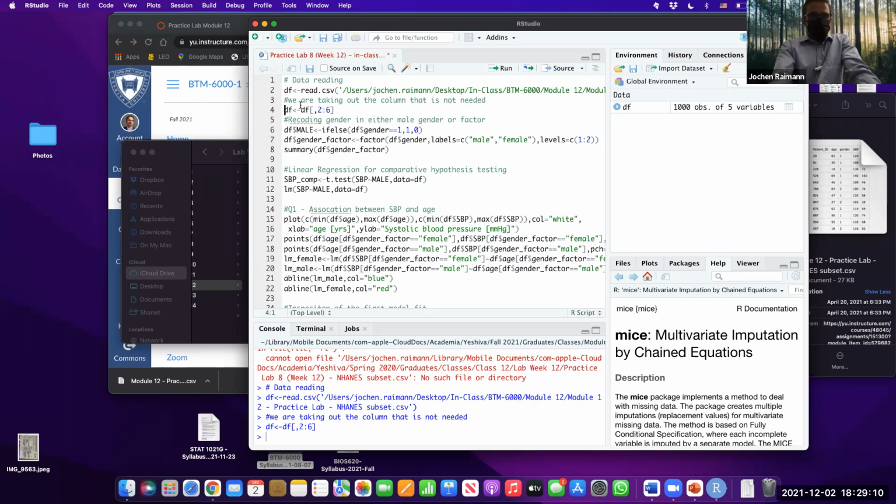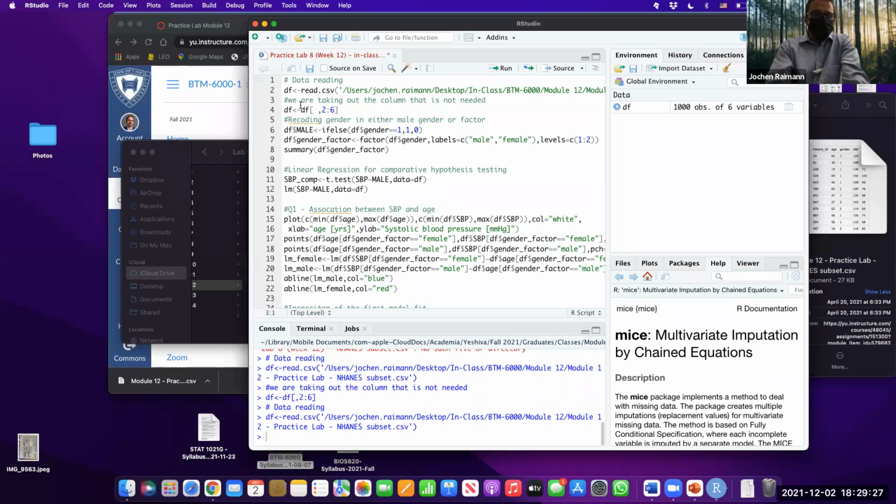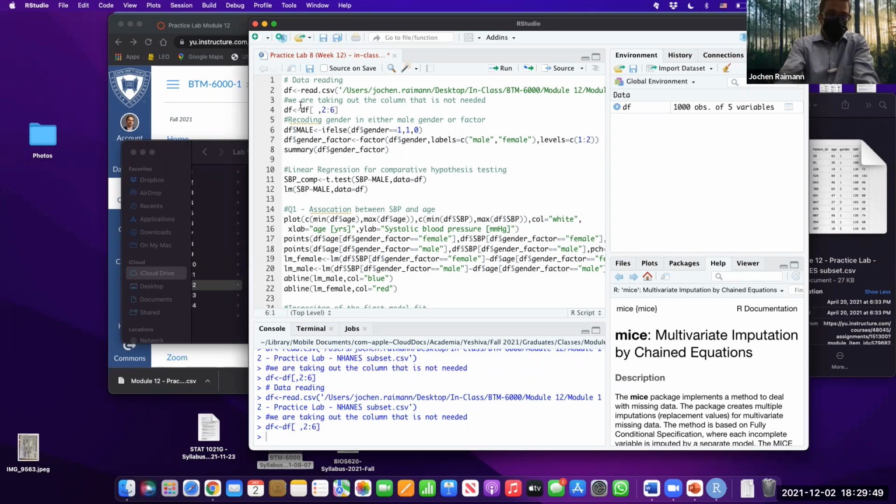So with R, you can always remove variables, and this is done here. You have the DF. Everything before the comma is the row, everything after is the column. So if you have 6 variables and you only want 2 to 6, and you want to drop 1, you indicate that you want everything by leaving the spot before the comma empty. If you only want 2 of 6, you say you only want 2 of 6. That basically removes the superfluous variable in the beginning.